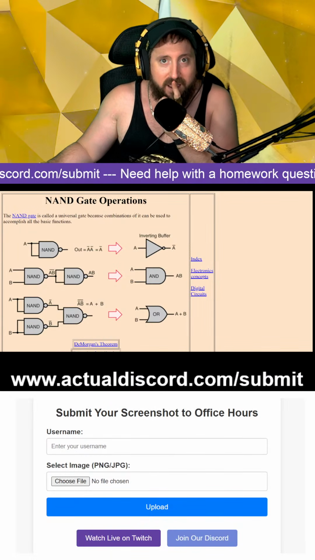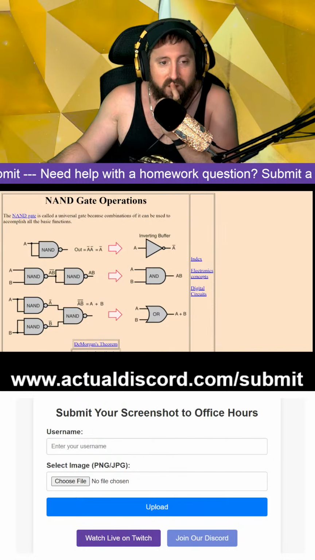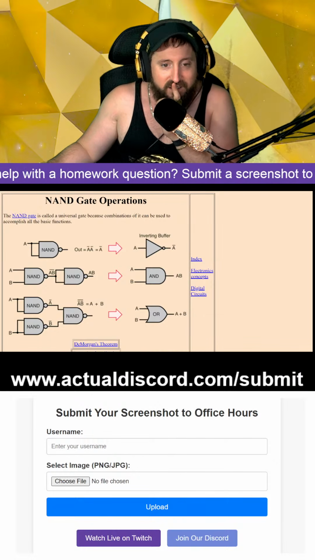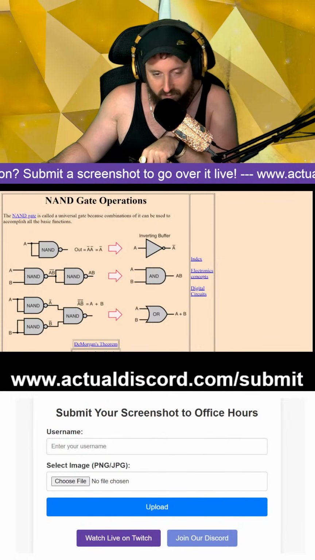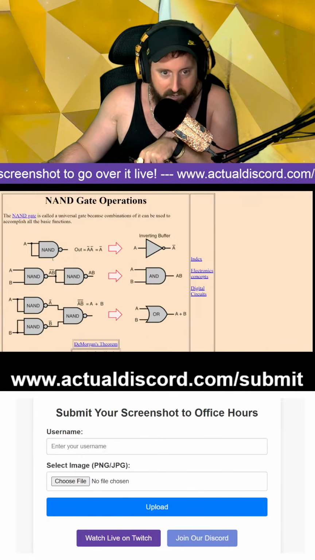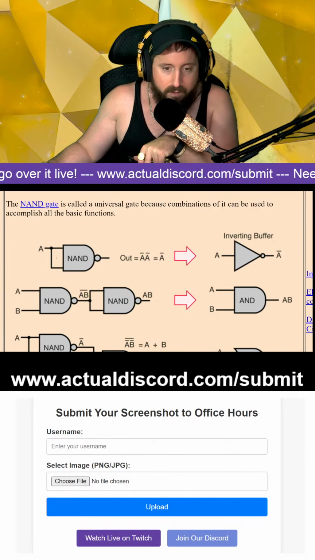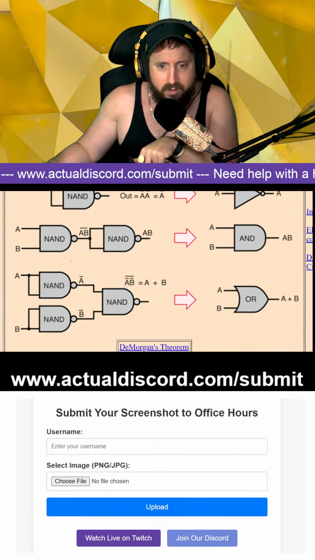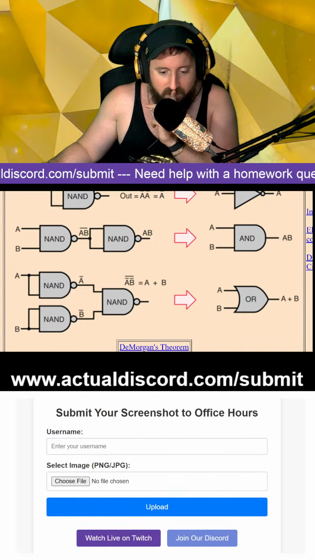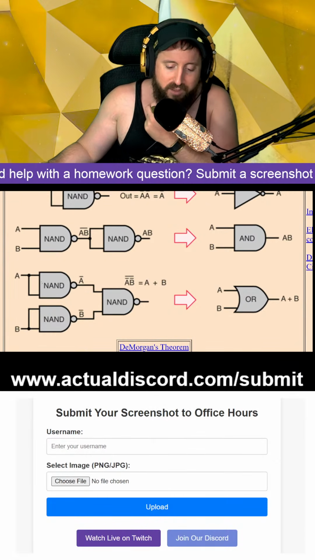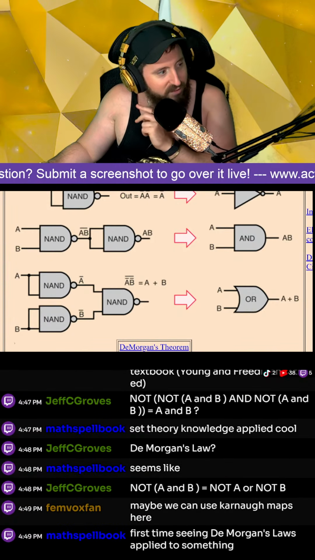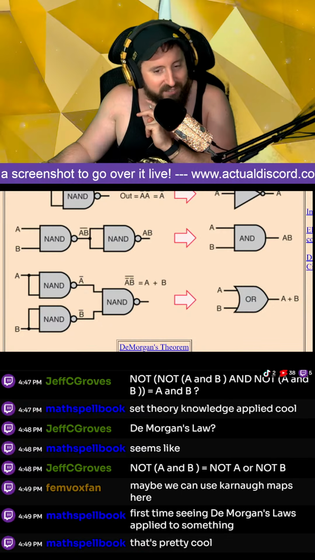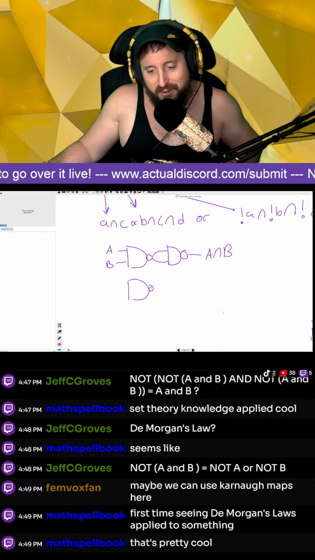Not A and B is not A or not B. Right. So this is cool. This is what I was talking about, right? The double NAND gates is how you get an AND gate. And then, okay. So if you run the input into itself, you get not. Okay. And then this is De Morgan's law, right? Yes. Okay. Yeah, this is so cool.